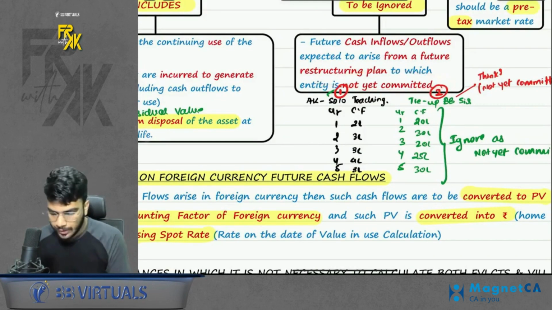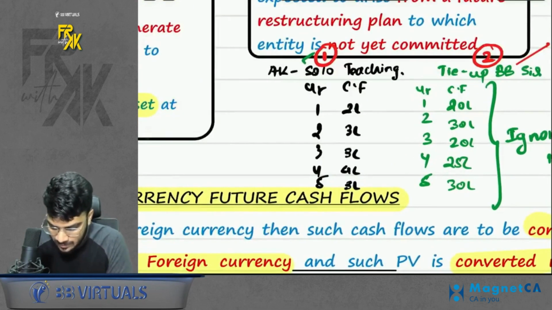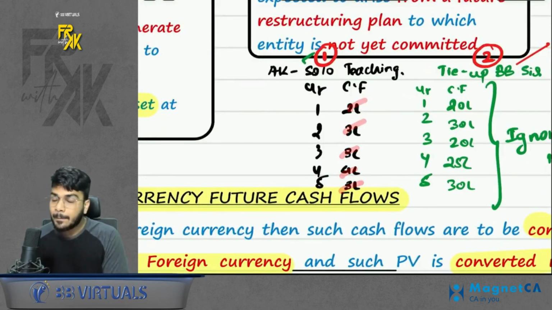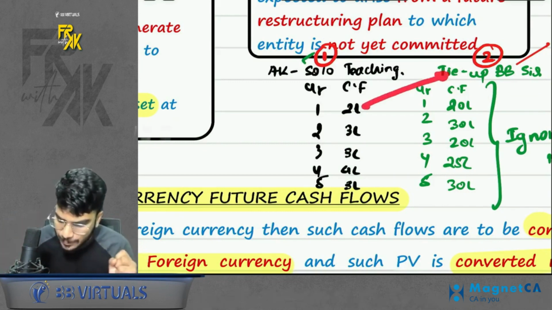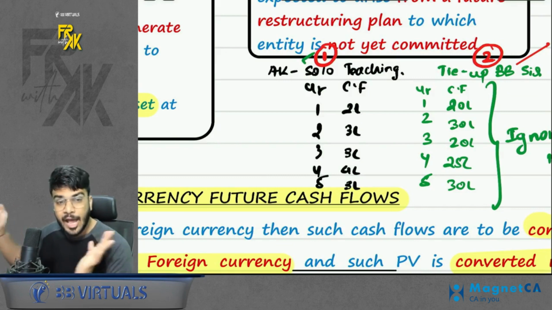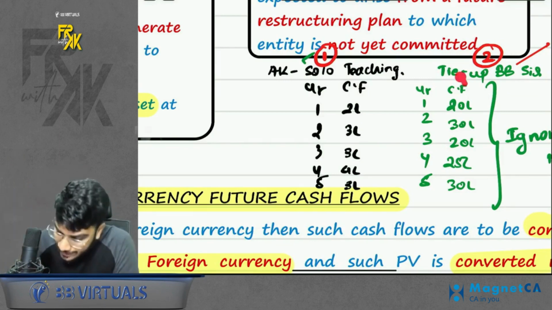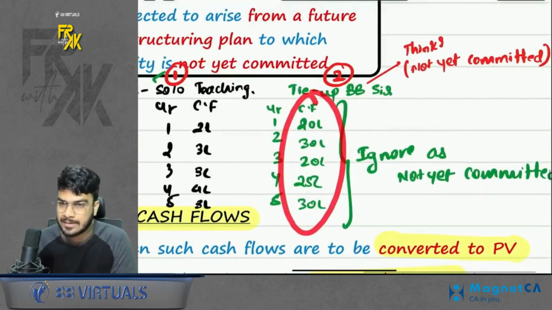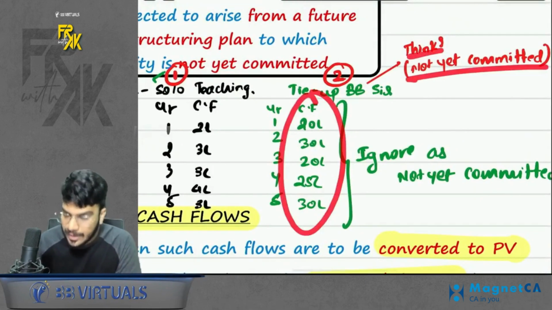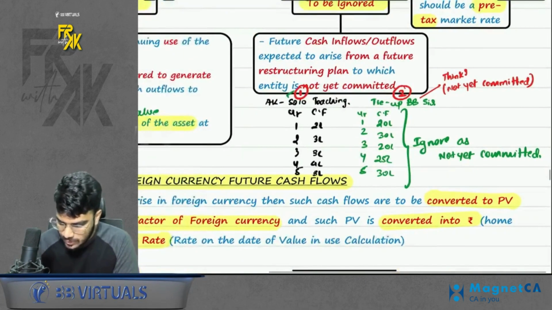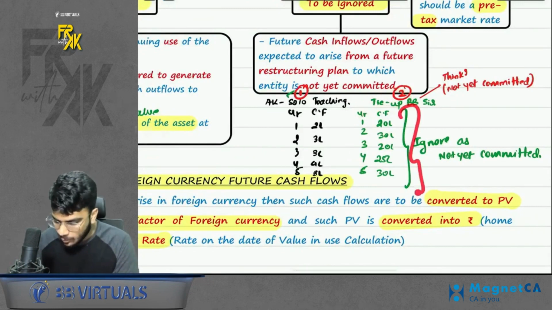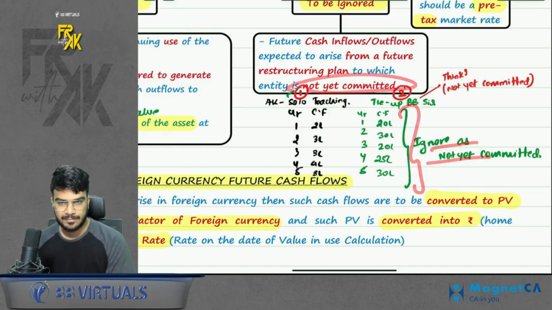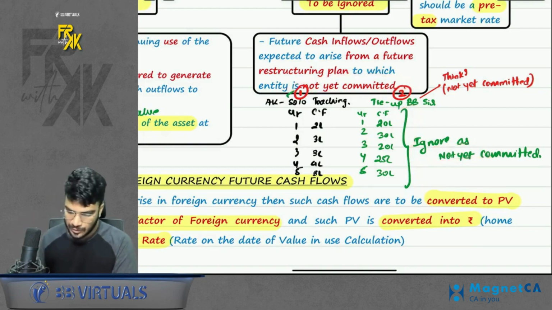Let's say, for example, I am doing teaching now. My expected cash flows are this much: 2 lakhs, 3 lakhs, 3 lakhs, 4 lakhs, 3 lakhs. But I am thinking of tying up with BB sir, and this is not happening as of now. Let's assume this. If I tie up with BB sir, these will be my cash flows. But have I tied up with BB sir? The answer is no. I'm just thinking, and neither is there any commitment as of now. So the cash flows which are going to increase on such a tie-up will have to be ignored. Why? Because it is not yet committed. It is only a thought process as of now, right? So ignore such cash flows.